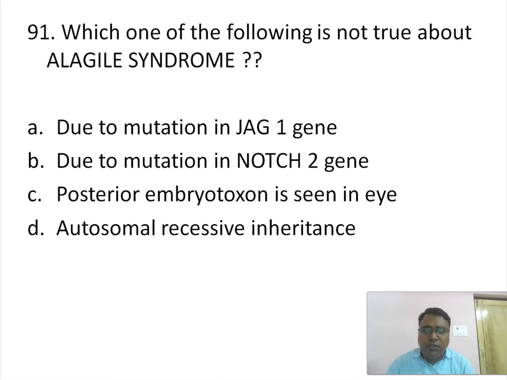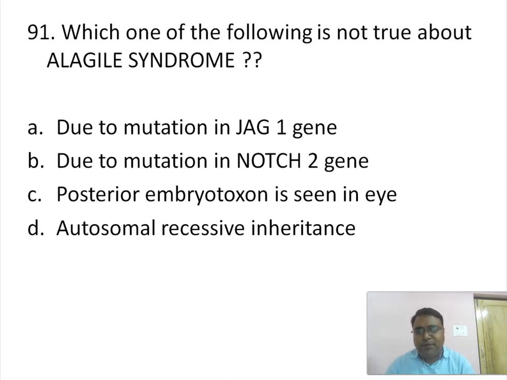Due to mutation in NOTCH2 gene. It is associated with posterior embryotoxon that is commonly seen in the eye, in case of Alagille syndrome. Is it true or false? And the fourth one is autosomal recessive inheritance. Among these four, which one is not true?